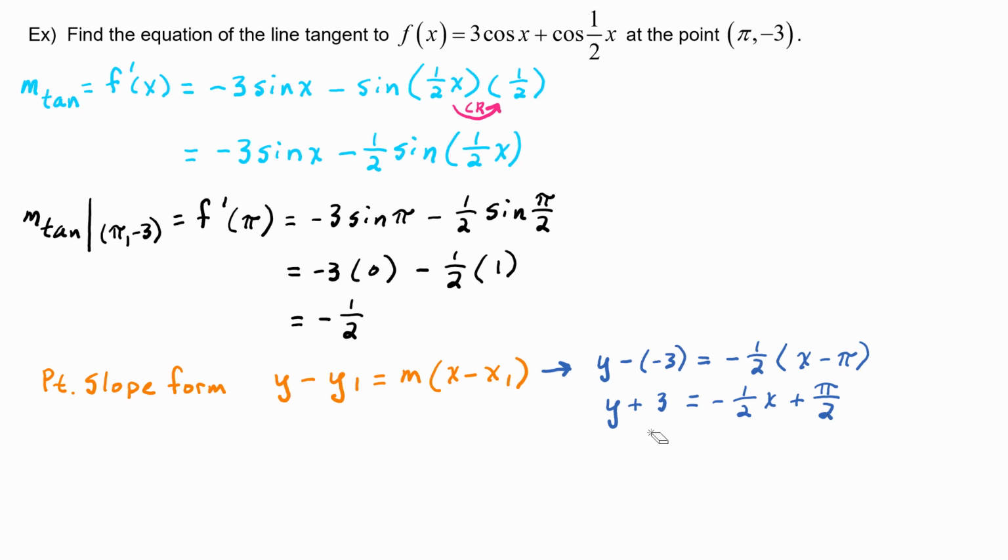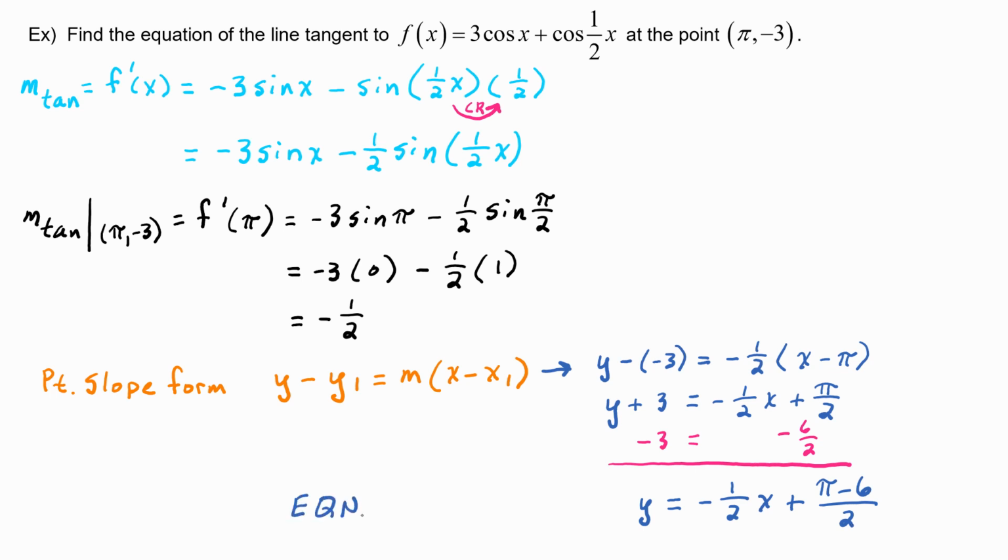Now to get the y by itself, we're going to subtract 3 from both sides. And on the right-hand side, I'm going to subtract 6 over 2. So we have y is equal to negative 1/2 x plus pi minus 6 over 2. And this is the equation of the tangent line.